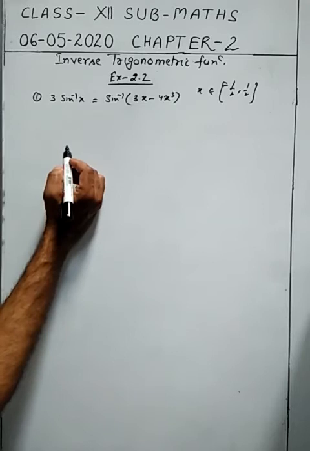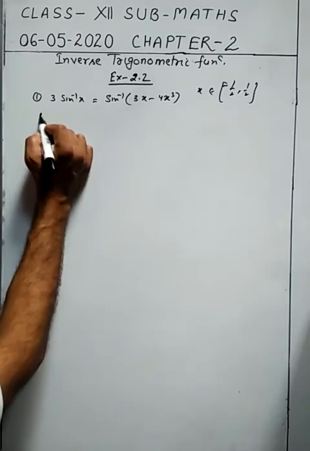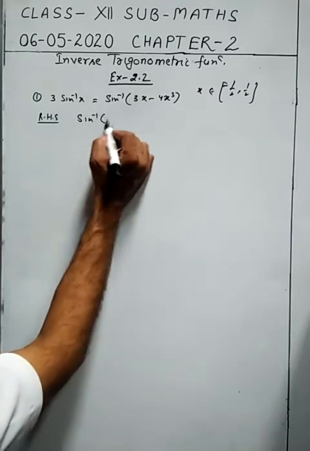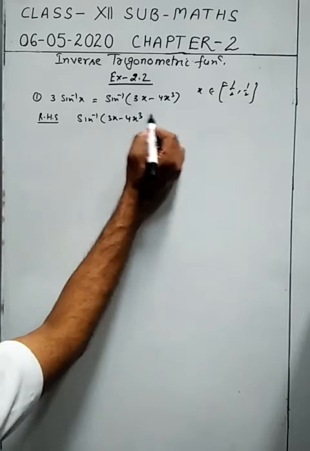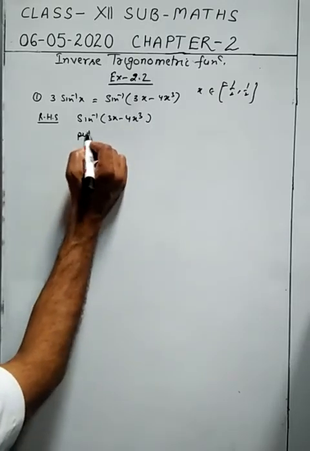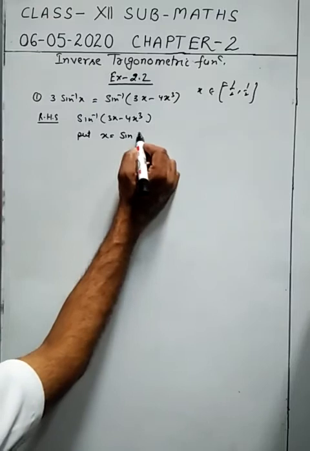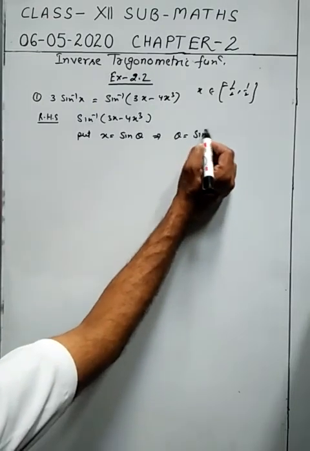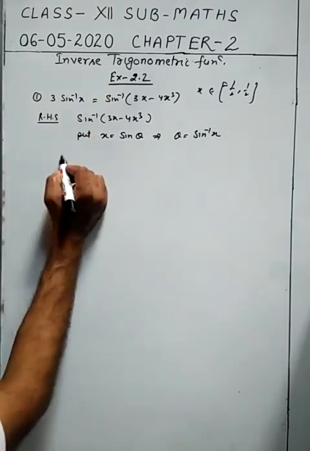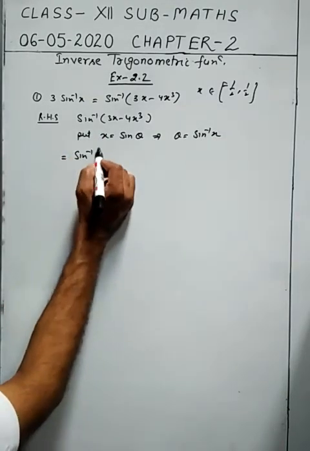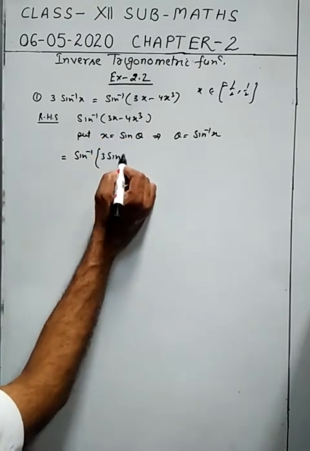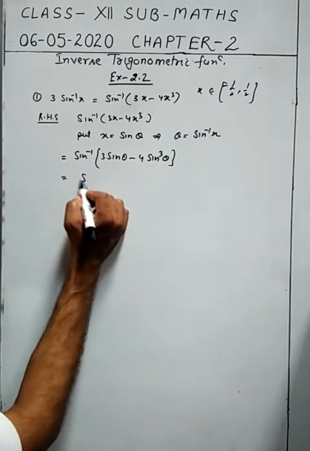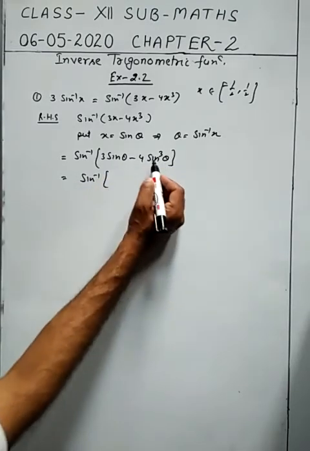Here, let me start from the right hand side. Right hand side is sine inverse of 3x minus 4x cube. Put x equal to sine theta. This implies theta equals sine inverse x. Putting this in, it becomes sine inverse of 3 sine theta minus 4 sine cube theta.